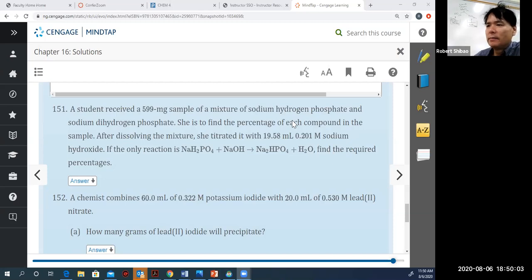And so this is the same kind of deal here. We have a 599 milligram mixture and only one component is reactive. And so we can figure out the percentages here. It's going to be 599 milligrams, and the sample is going to contain two components. So we're going to be able to figure out the percentage of both components, because both of them have to add up to 100%. The reactive component is, we have some milligrams of dihydrogen phosphate, and we have some milligrams of monohydrogen phosphate, and the monohydrogen phosphate is not going to react.